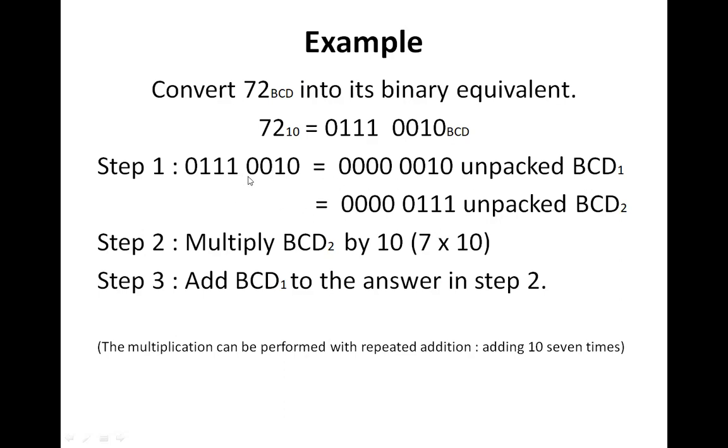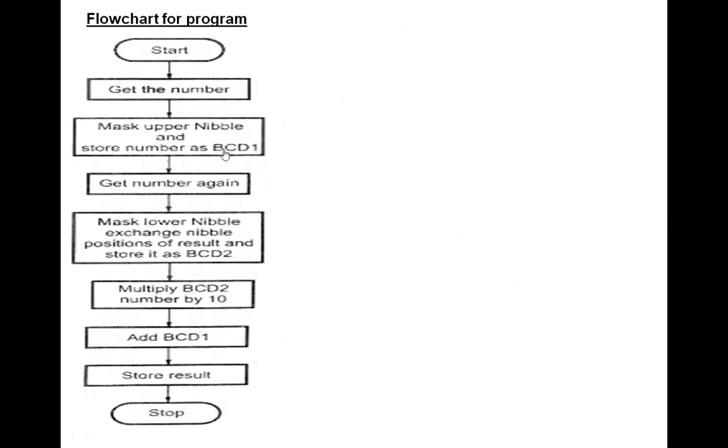Then in the second case, we mask this nibble and then rotate it 4 times right so that it becomes this one. So first of all, we mask the upper nibble and store the number as BCD1. Now take the number again, mask the lower nibble, and exchange the nibble positions of the result and store it as BCD2. Then multiply this BCD2 number by decimal 10, add BCD1, store the result and stop. In this way, with the help of this flow chart, we can do it very easily.